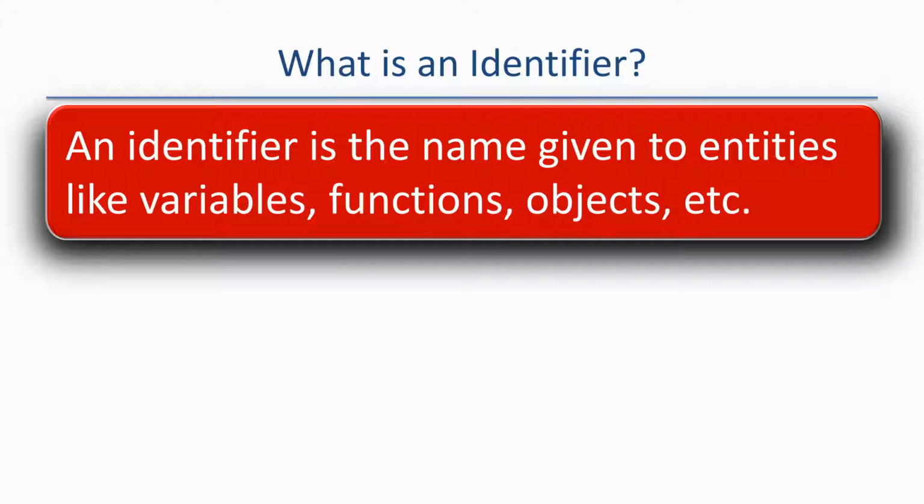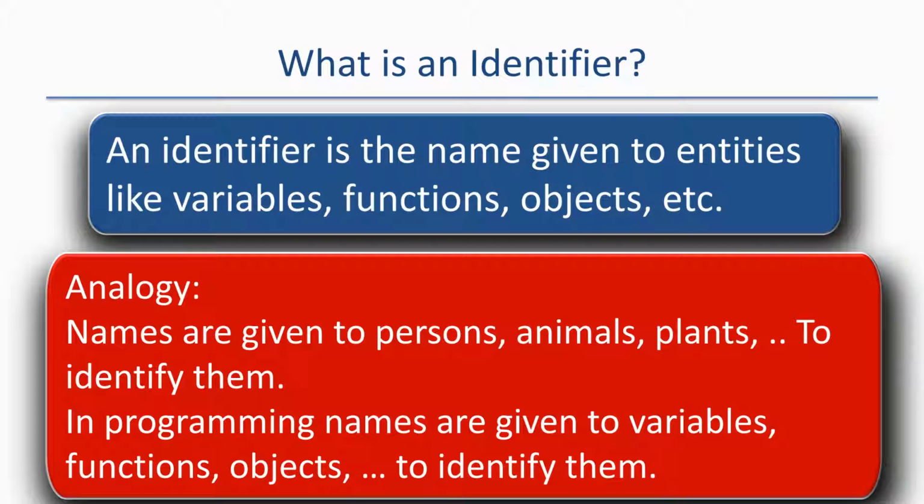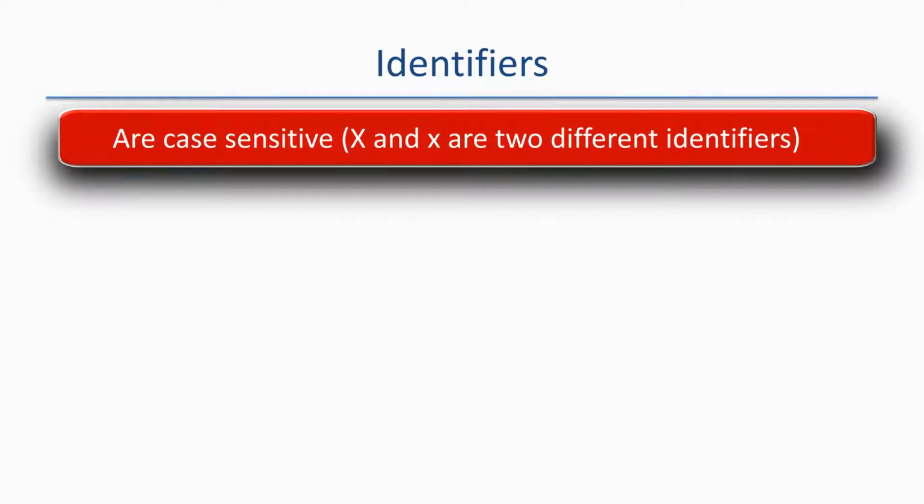Just to refresh your memory again, an identifier is the name given to entities like variables, functions, objects, and so on. Names are given to persons, animals, and plants to identify them, and in programming, names are given to variables, functions, and objects to identify them. So, how to name your identifiers?